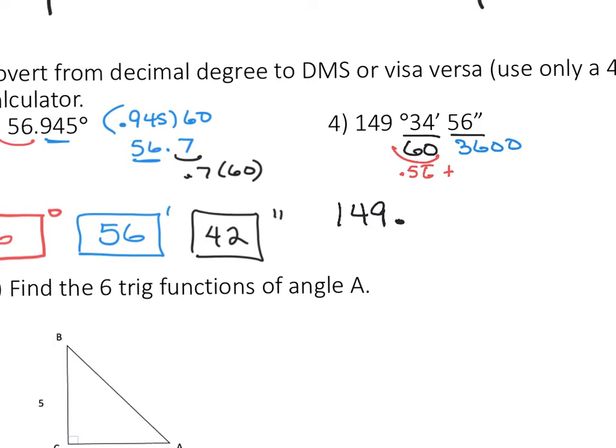and this gives me, let's see, 0.0155 repeating. So then I'm going to add those two, and then that becomes my decimal. So my decimal becomes 582 repeating. I'm going to round it to 3 decimal places. So the final answer, 149.582.